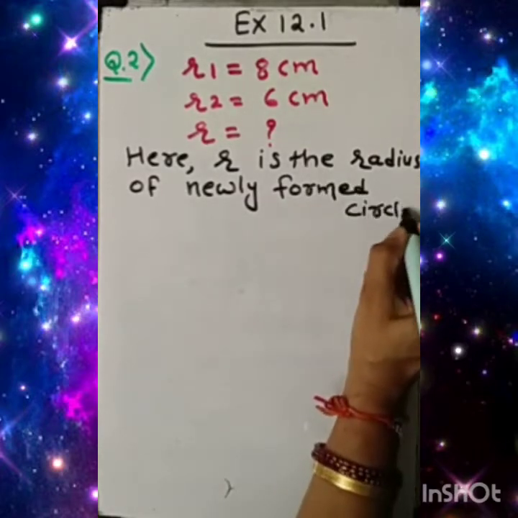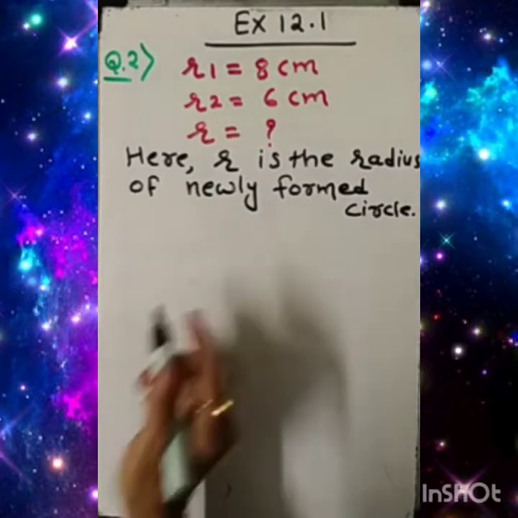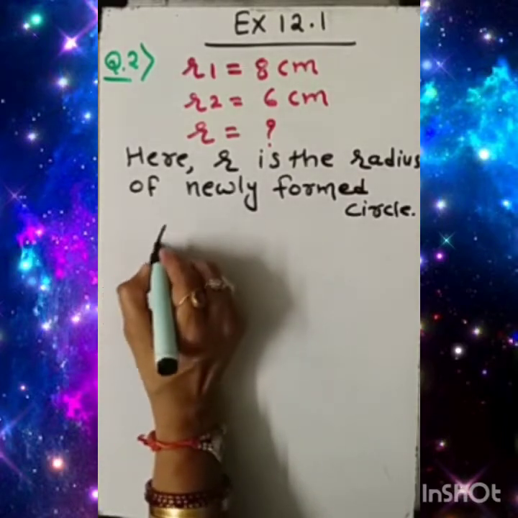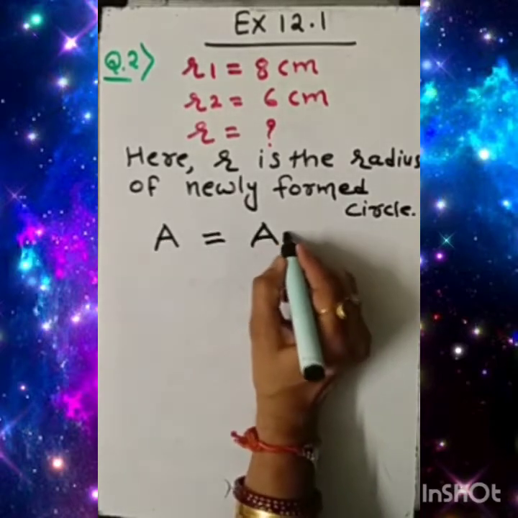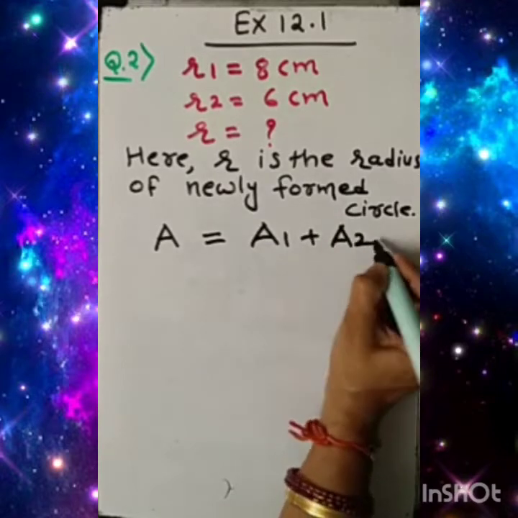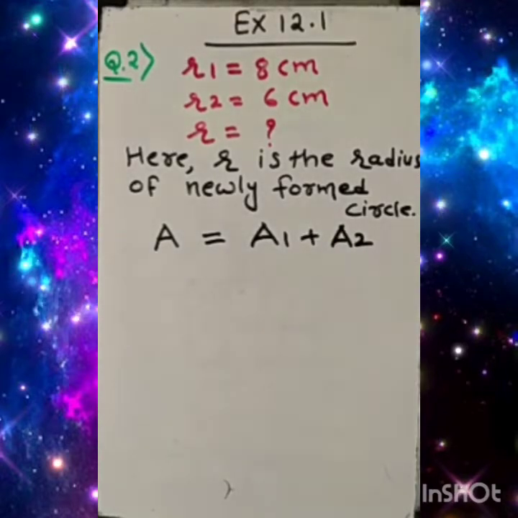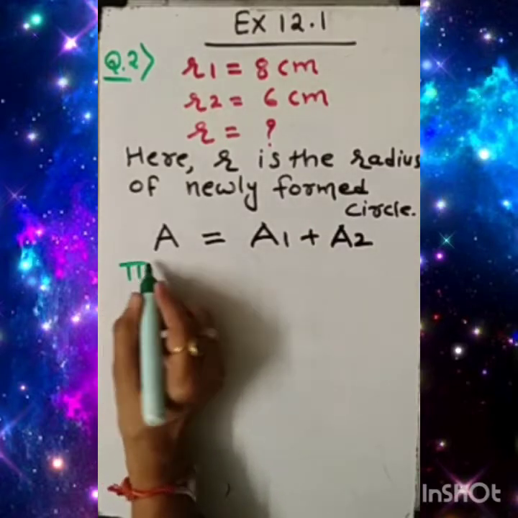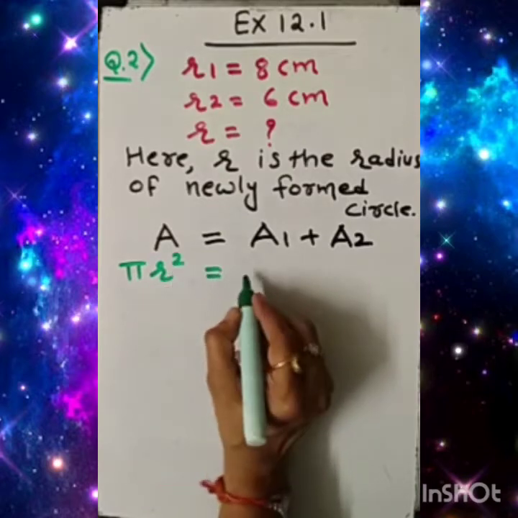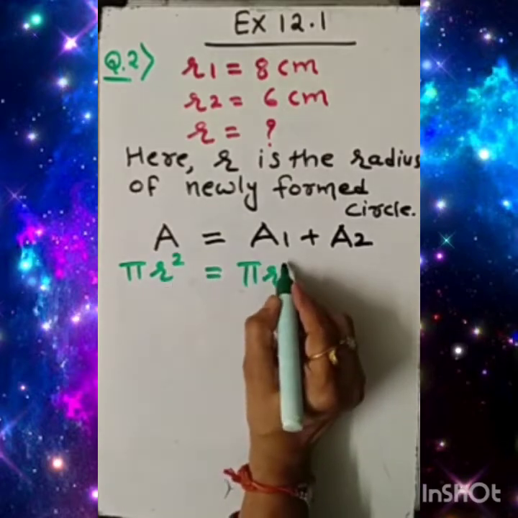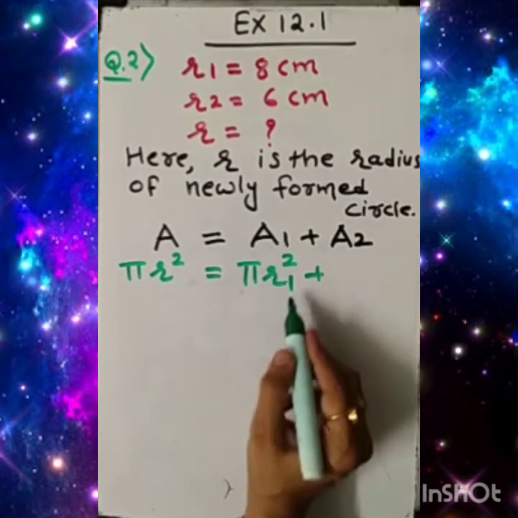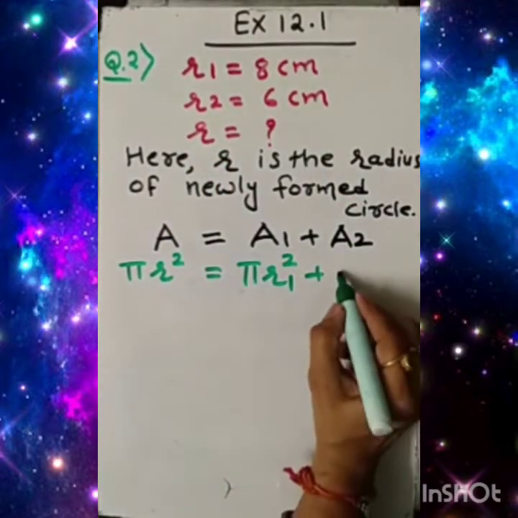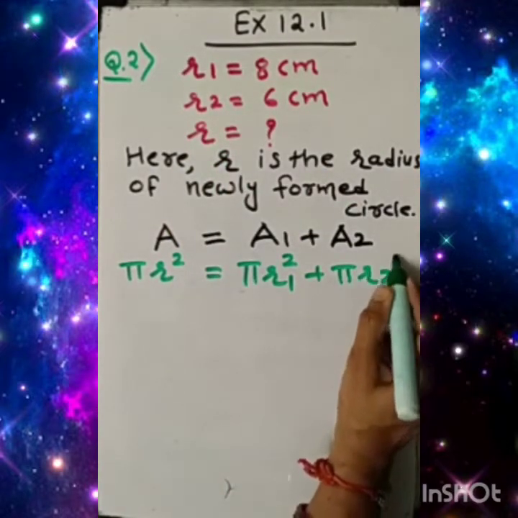Now, as it is clearly given, the area of the new circle, that is A, I am considering A1 plus A2, that is the sum of the areas of the other two circles. Now, what is the formula to find the area? We know very well, that is pi r square. This is also pi r square, but here r1 square we will choose because the radius of the first circle we have taken r1. Similarly here pi r2 square.